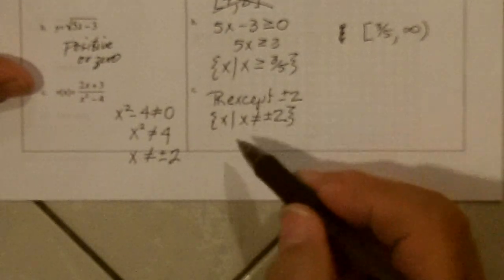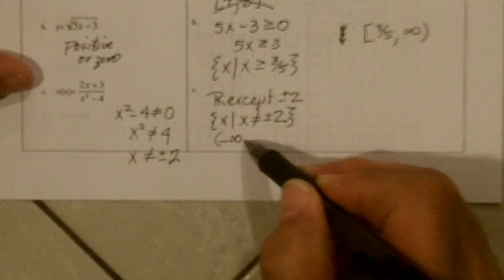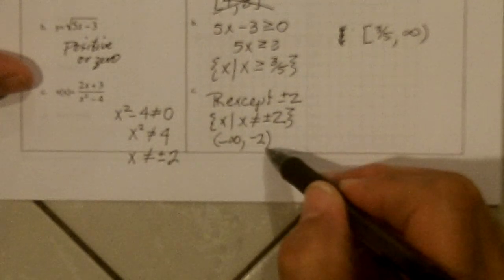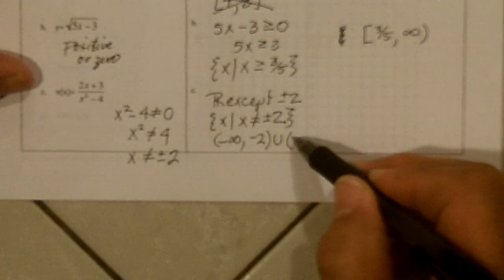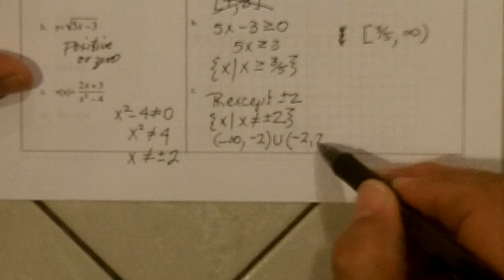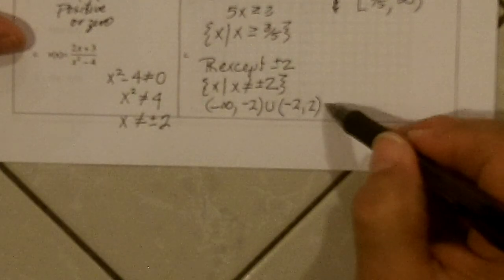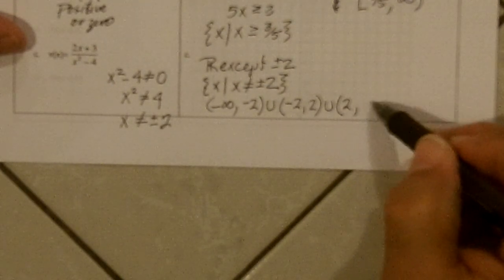Or you say in interval notation, from negative infinity up to negative 2, but not including, union, we can use the numbers between negative 2 and 2, but not including those, that's why parentheses, union, the numbers from 2 to infinity.